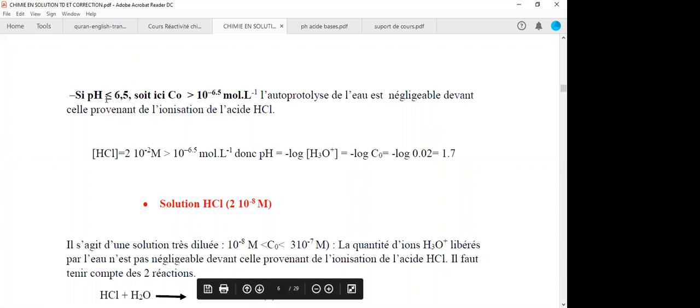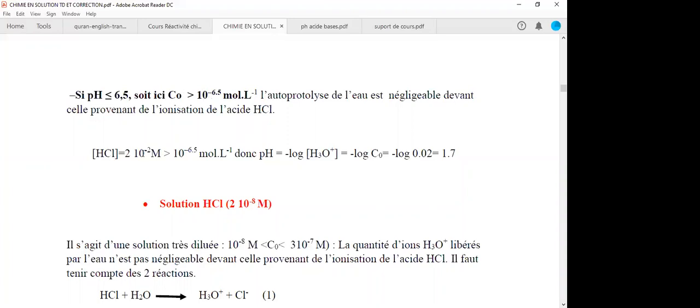So pH less than or equal to 6.5 means the concentration has to be greater than 10 to the power negative 6.5. If the concentration is greater than 10 to the power negative 6.5, the autoprotolysis of water is negligible compared to that coming from the ionization of the acid. So if the autoprotolysis is negligible, let's check if this condition is verified.